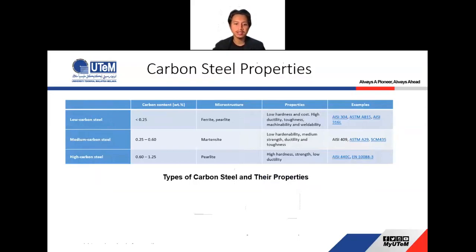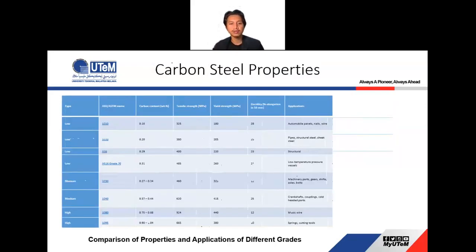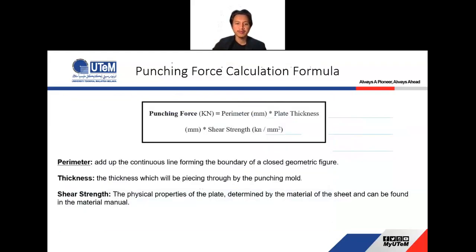Okay, next is the carbon steel properties. So as you can see, these are the types of carbon steel, which consist of low carbon steel, medium carbon steel, and high carbon steel. Each of these carbon steels has its own carbon content and its own properties. Okay, next we go to the carbon steel properties also. This is the comparison. The table shows the comparison of the properties and the application of the different grades that are used in manufacturing.